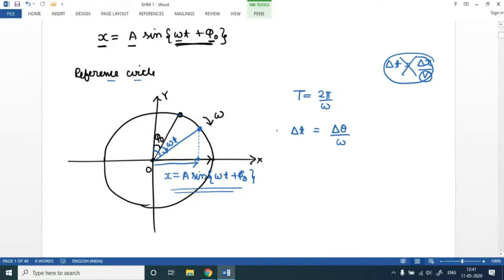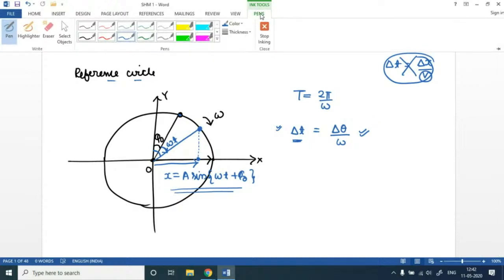Okay, so in order to find out how much time it will take to move from one angular position to another angular position, the time interval will be quite easy to find. Whenever we are required to find out how much time it will take for the particle to move from one position to another position, we must imagine what the corresponding positions of the particle on the reference circle are and how much time it will take to move from one angular position to another, and we must use this formula.